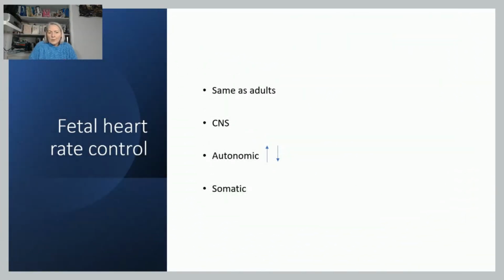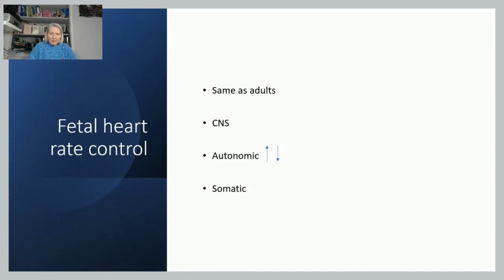So what controls the fetal heart rate? Well, it's exactly the same as adults, and it's controlled by the autonomic and somatic elements of the central nervous system. So your autonomic nervous system consists of your parasympathetic and sympathetic nervous system. So your sympathetic is your fight and flight response, increasing that heart rate, and your parasympathetic is your rest and relax, or sometimes known as calm and balm. And that's decreasing the heart rate.